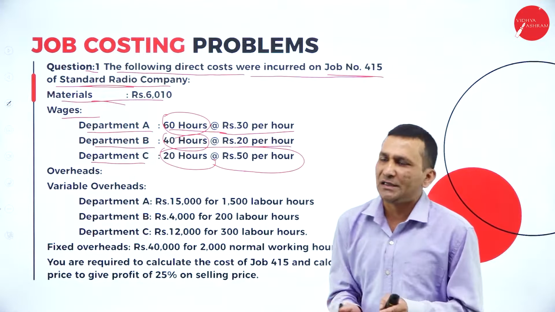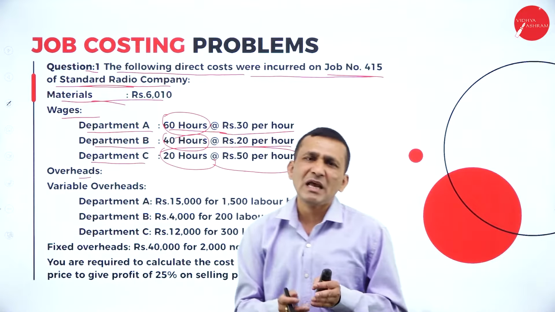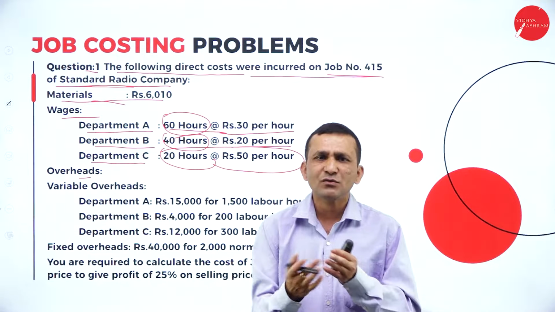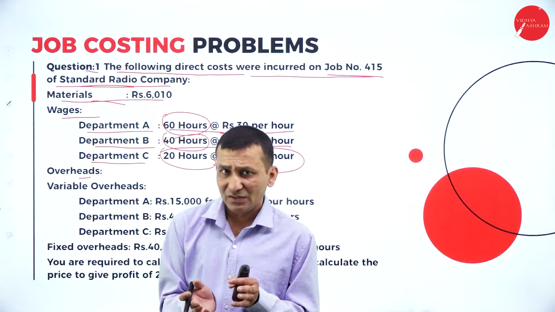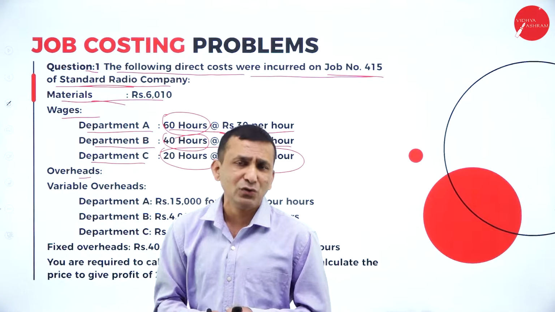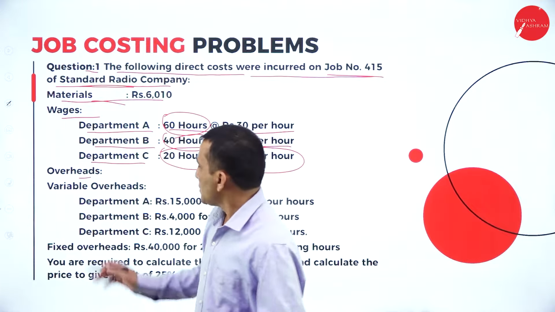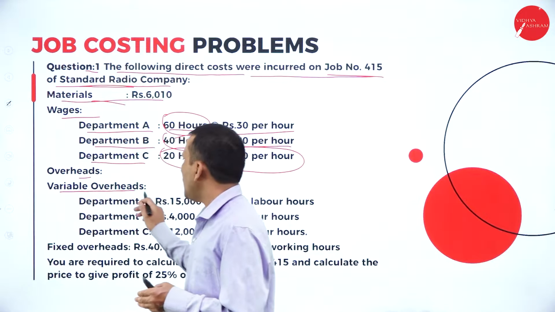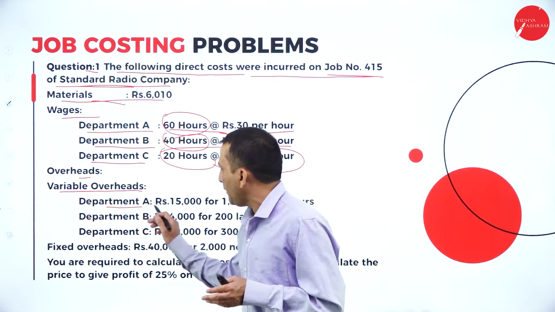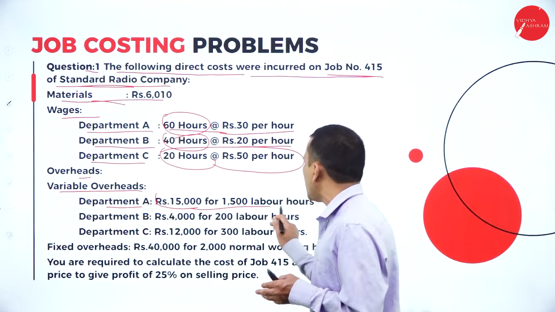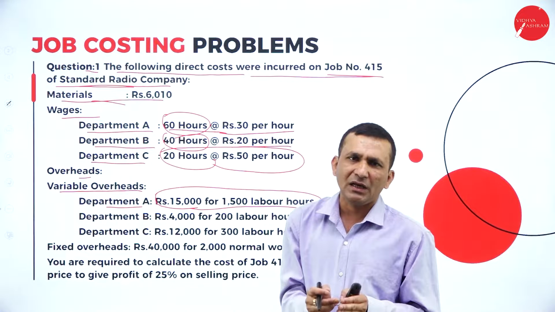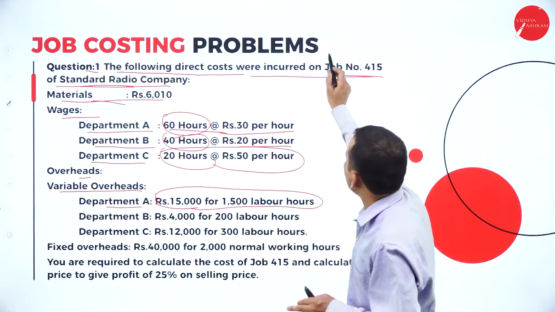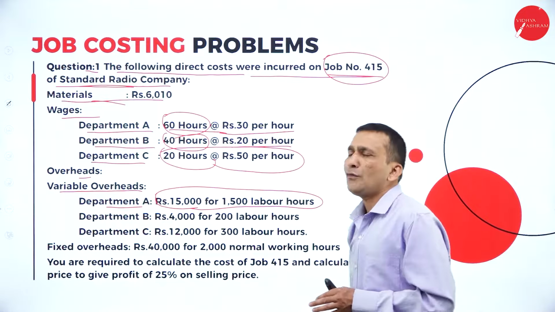Whatever is related to direct cost is done. Now the overheads can be classified into variable as well as fixed. The overheads are your indirect cost, which is not directly connected to manufacturing your product. Variable overheads are clearly specified: department A 15,000 for 1,500 hours, which is the business's overall working hours. We want this only for performing job number 415.